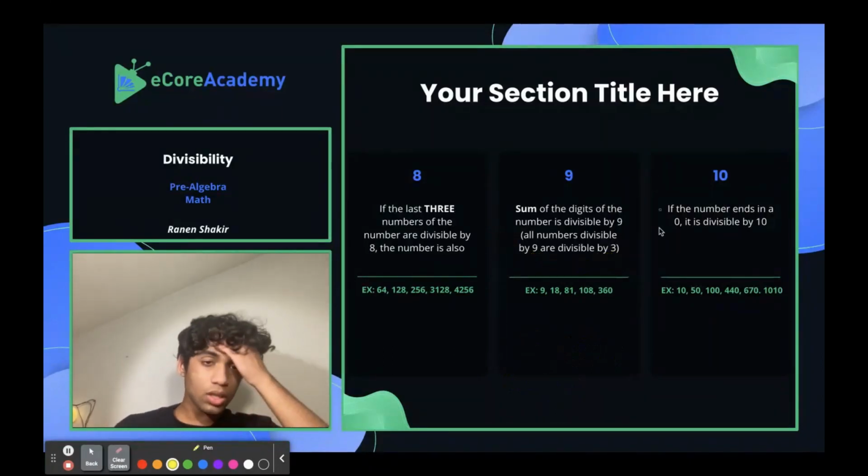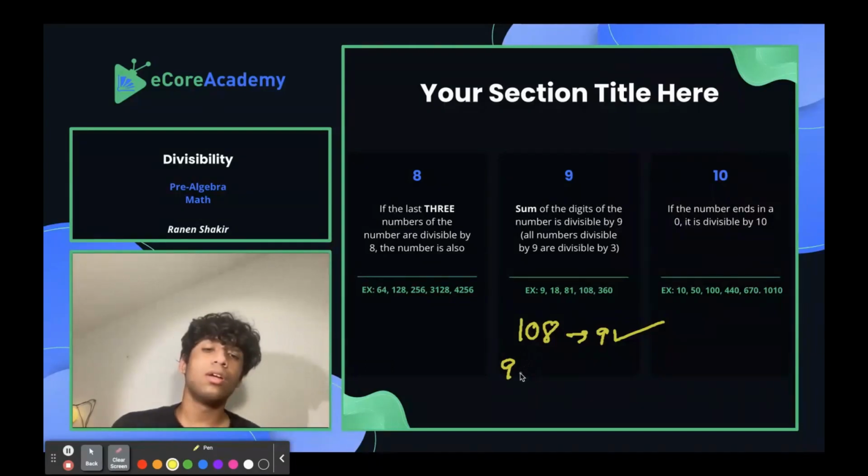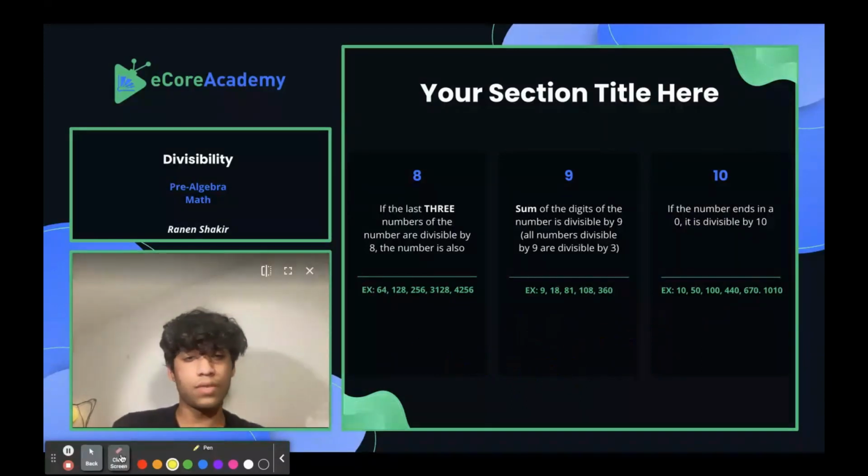So if we use our example here, we try 108. You see how all the numbers added up is 9, and 9 is divisible by 9. So 108 is divisible by 9, and if you know your times tables, which you should already, 108 divided by 9 gives you 12 wholes. So that's how you know, if you get a whole number, it's divisible.